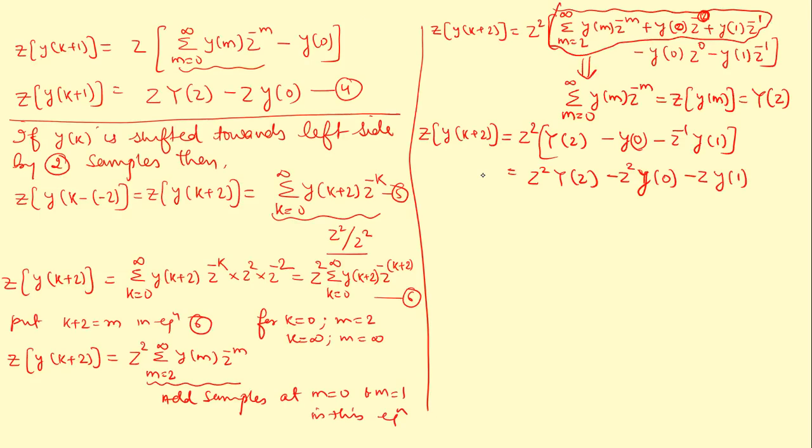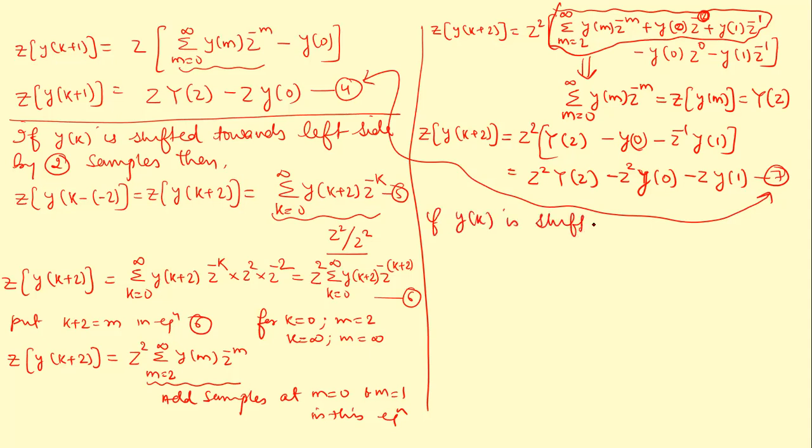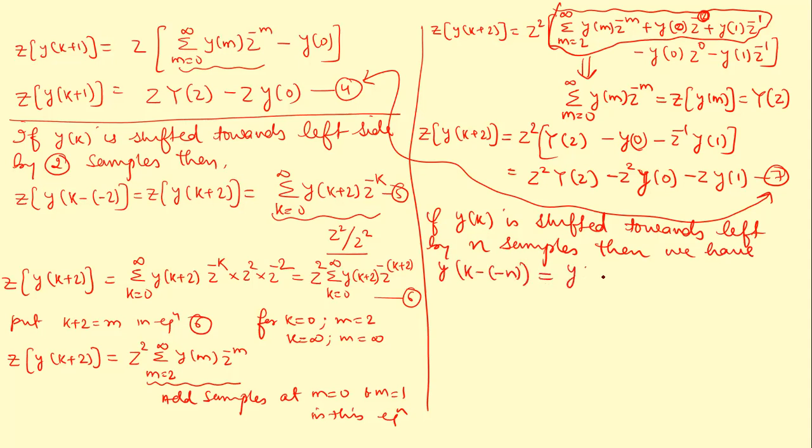So now if we see the trend here, if we see the equation number 4 and let us say this is equation number 7, if we compare these two equations, we'll find that if y(k) is shifted towards left by n samples, then we have y(k+n).